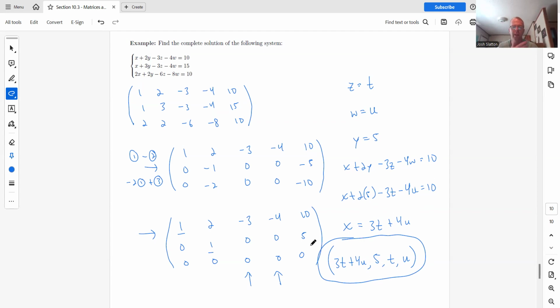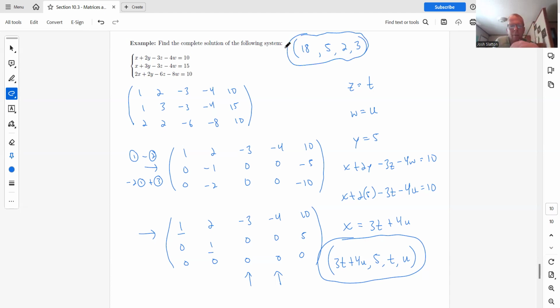And so you could pick any number for t, any number for u. Y is always 5, and then plug whatever you pick for t and whatever you pick for u, and you can get an x. So let's just say, for instance, y is always 5, and let's just say we pick 2 for t or z, and then let's say we pick 3 for w. So then x would be 3 times 2 plus 4 times 3, so that'd be 6 plus 12, so that'd be 18. So this should be a solution for that system of equations.